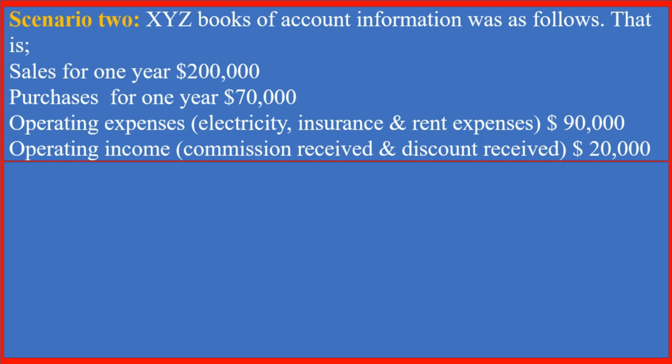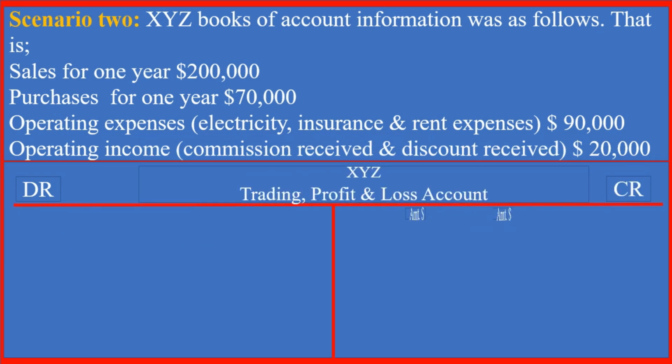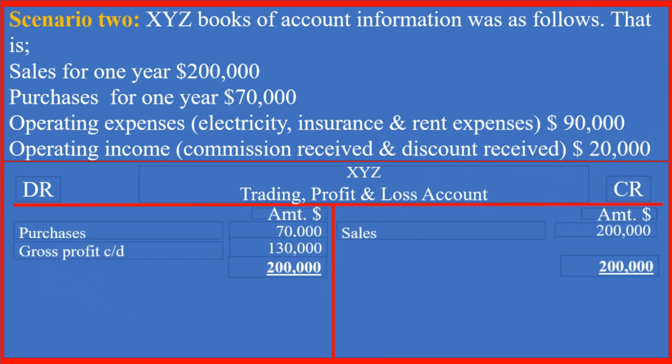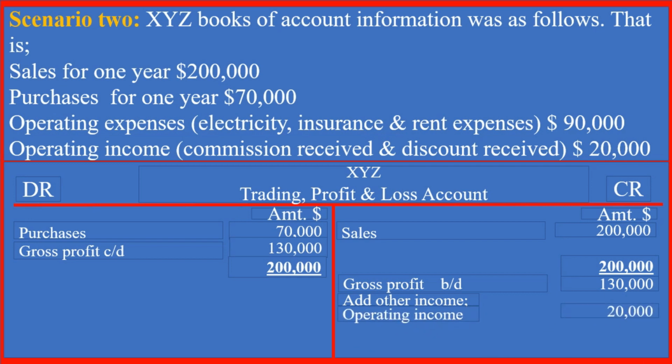Now with this information, we can prepare the same accounts of XYZ company to determine the net profit of this business. That is, for the debit side and the credit side, we have the recording of figures. Initially, we had a gross profit of 130,000, which will be brought down as 1,000 on the credit side. Then in addition to this, we add other incomes, that is operating income of 20,000. And on the debit side, we subtract operating expenses, where we have got 90,000.